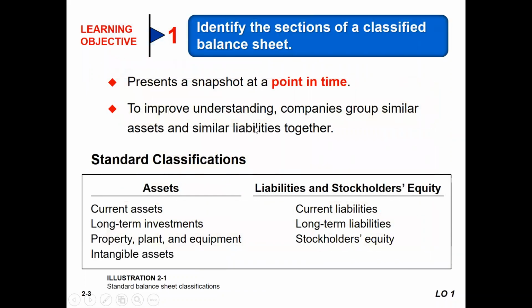So to recap, in a financial statement, you have four major statements: an income statement, statement of retained earnings, balance sheet, and statement of cash flow. We are now looking at a balance sheet. A balance sheet presents a snapshot at a point in time. To improve understanding of the company, they will group similar assets and similar liabilities, and that is going to enhance our understanding of the company's performance.